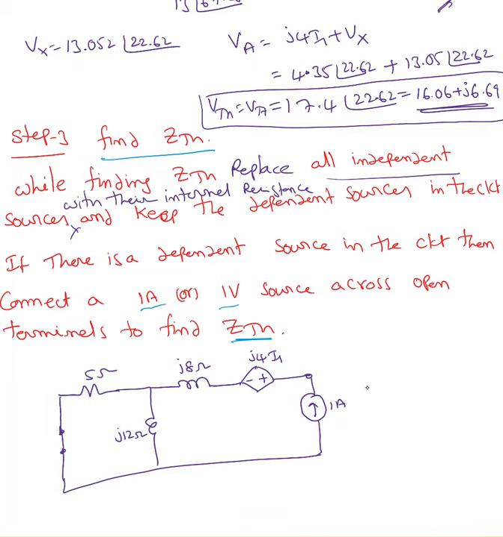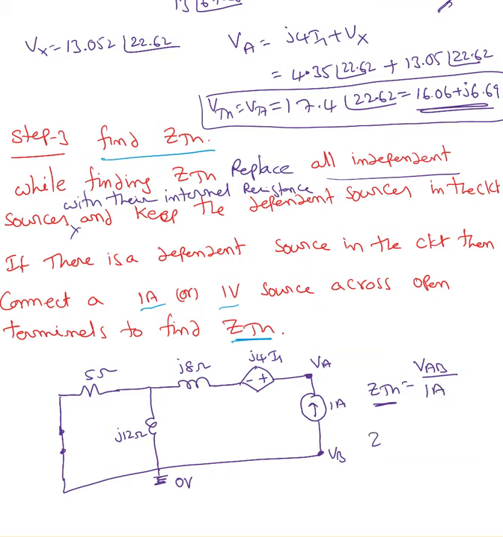So my goal is finding Zthevenin. To find Zthevenin, can I put this as VA and VB? The voltage at that point is VA with respect to ground. Voltage at this point is VB with respect to ground. And I'm taking the bottom node as a reference node. That's 0 volt, so VB equals 0. So Zthevenin is nothing but VAB over 1 ampere.